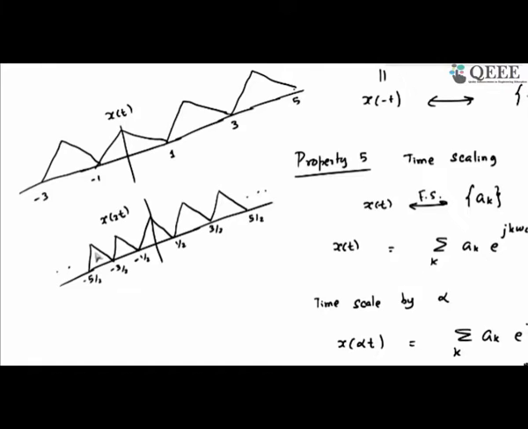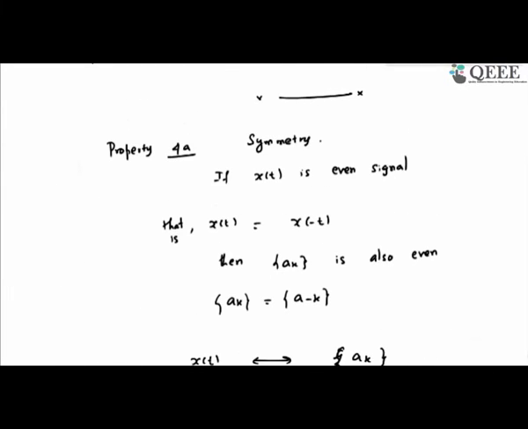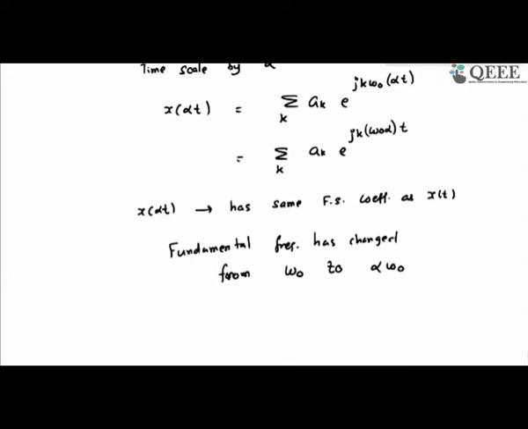Okay, so when we compare the Fourier series coefficients for x of t and x of 2t, they are identical. Only thing is now the fundamental period has changed. So that is what we mean by that. Okay, so x of alpha t has the same Fourier series coefficients as x of t, but the only difference is since we have compressed the time axis, the fundamental frequency will now be alpha omega naught instead of omega naught. Okay, so that is what this property means.